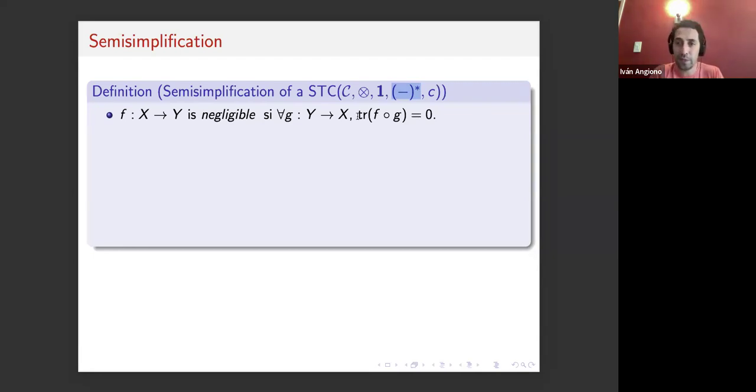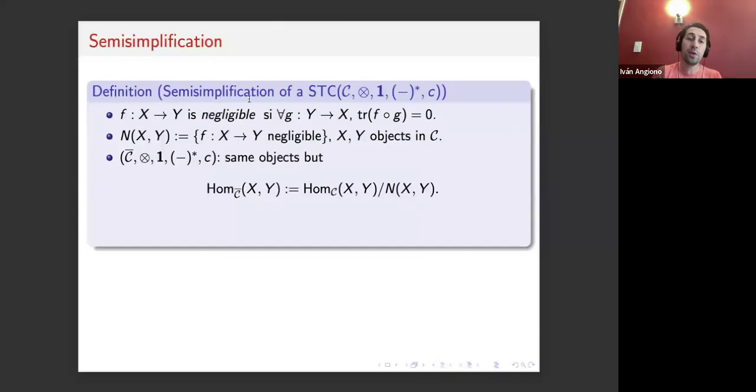So there is a notion of trace. If you have a map from X tensor Y and you compose with the map from Y tensor X, in this way that I composed, you have a map from Y to Y. And essentially, you can take the trace. And you ask for this trace to be 0 for any g, which seems quite strong. You collect all the possible negligible maps. This is a subspace of your Hom from X to Y.